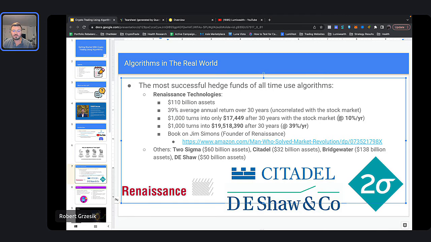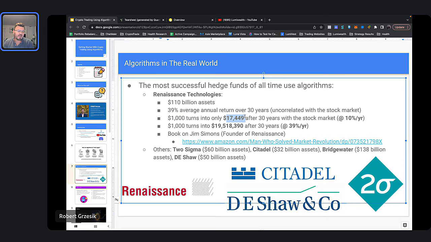In the stock market, if you're making 10% a year, that $1,000 would have turned to $17,000 after 30 years. It's a pretty good return, right? This is why people tell you to invest in the stock market. It's a good idea. You tend to make good money, right? Especially in the long run.